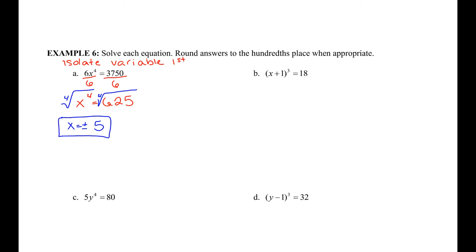So, an even n value, include the plus or minus.